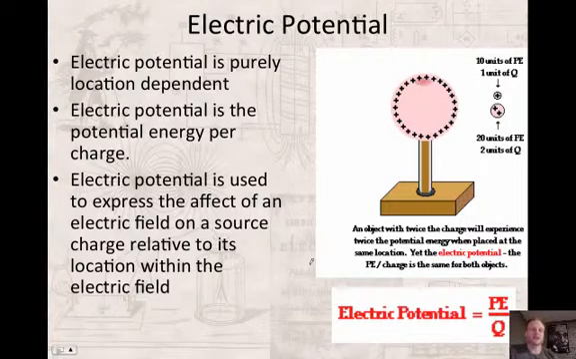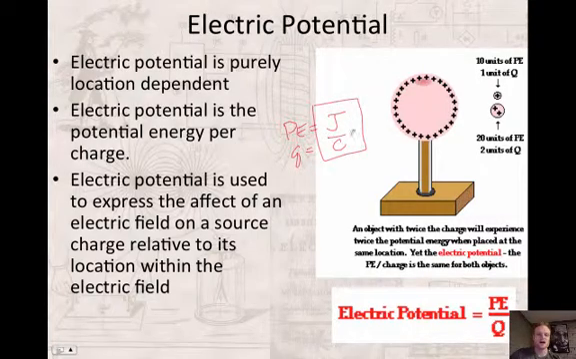So electric potential, what is it? It is purely location dependent, just like those weights were in the beginning of this lesson. Electric potential is the potential energy per charge. Let's take a look at what that actually means. Potential energy has units of joules, and charge, or Q, is in coulombs. So electric potential is joules per coulomb.